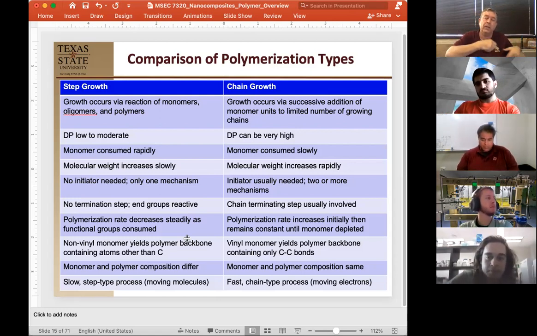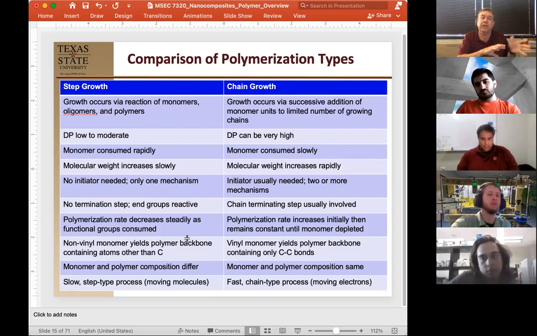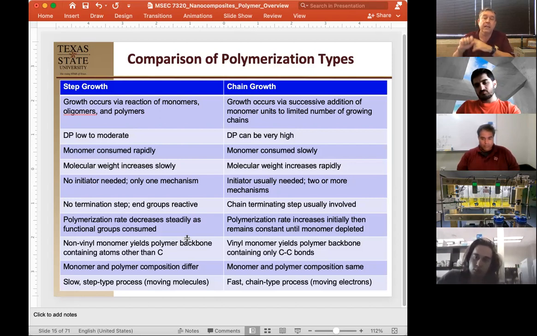Which is why polyurethanes fit under the step growth, because they do have something other than carbon in them. And in the case of step growth, we usually lose a molecule or we change the functionality, which means the monomer and polymer have different compositions. We can't call them the same thing. In the case of chain growth, the only thing we lose is typically a double bond, but all of the same elements are present in the monomer as in the polymer. We do not lose a small molecule, okay?